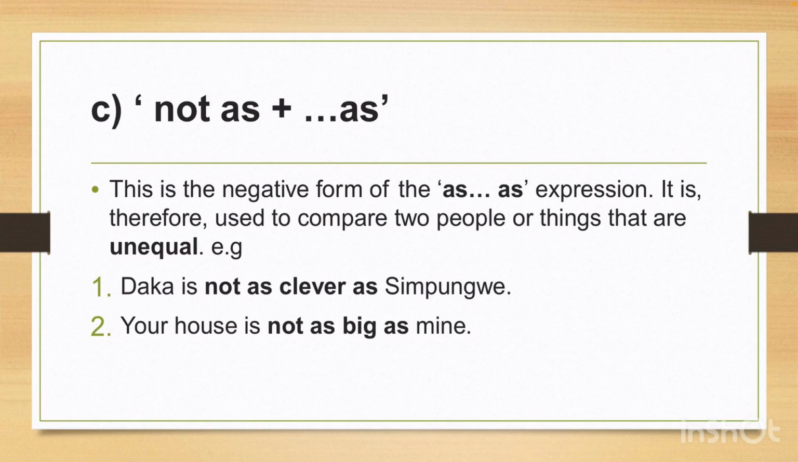Your house is not as big as mine. If we just say your house is as big as mine, meaning they are the same. All of them are big. But when we say your house is not as big as mine, meaning mine is bigger than yours. That is the meaning. So this is just the opposite of the one we just did.